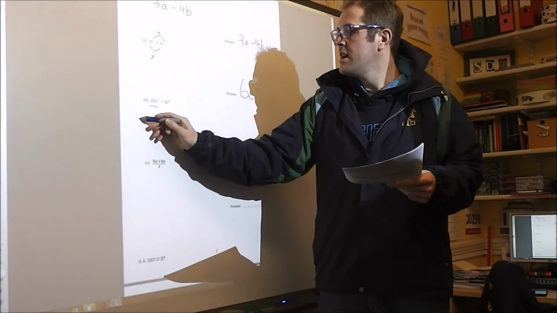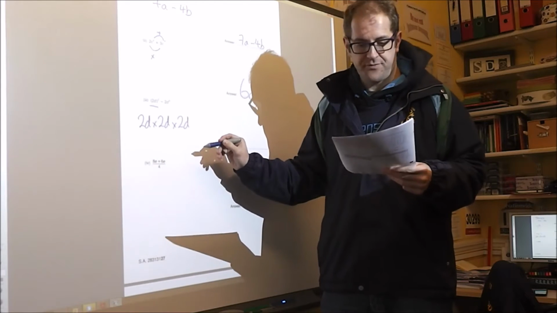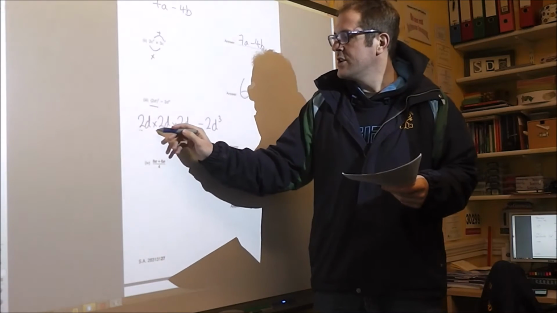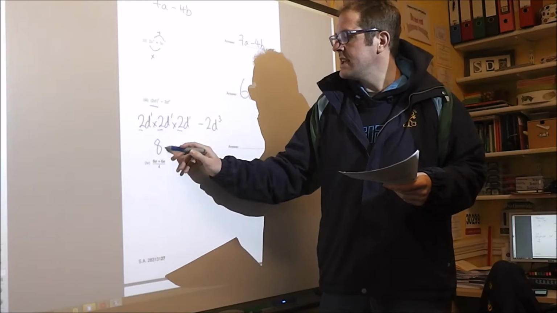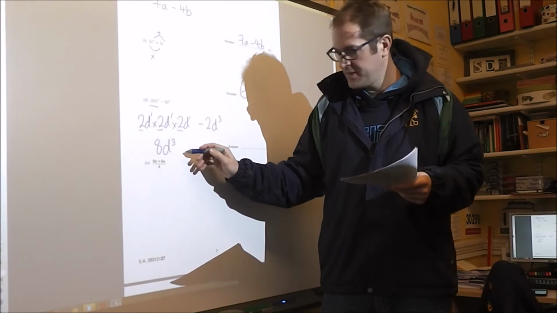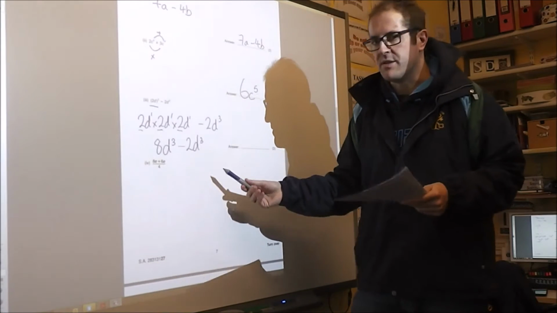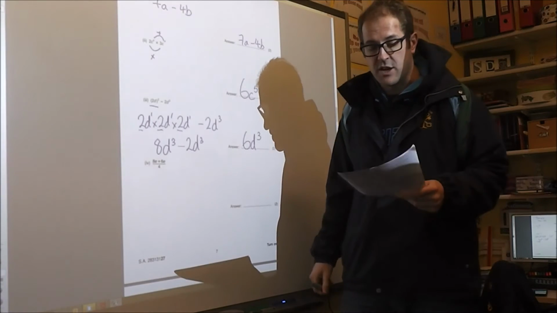In this bit, cube it, so write it out 3 times, and then take away the 2d cubed. Now 2 times 2 times 2 is 8, d times d times d is d to the power of 3. Take away 2d cubed, 8d cubed, take away 2d cubed is 6 lots of d cubed, 6d cubed.